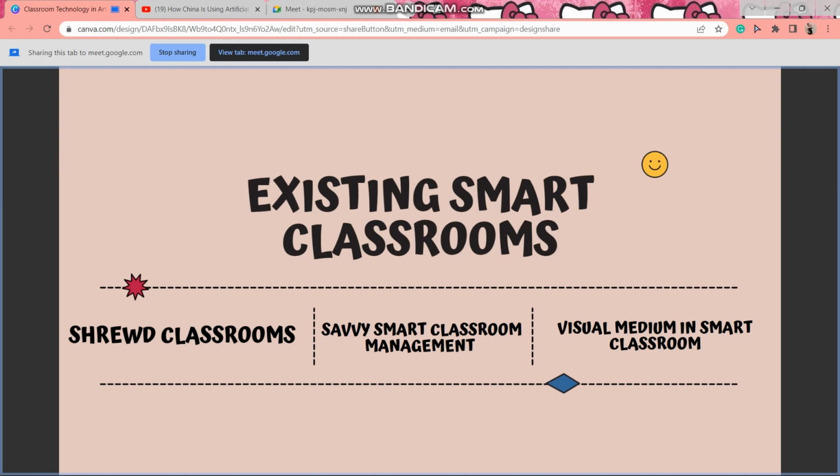And the second one is the Savvy Smart Classroom Management. In Savvy Smart Classroom Management, the logical education assignments are a set of apparatuses that you can utilize to gather and analyze the information collected in a Savvy classroom. And the third one is the Visual Medium Smart Classroom. It offers many imaginative procedures like the utilization of 3D strategy and recordings to install an idea in the psyche of the understudies.